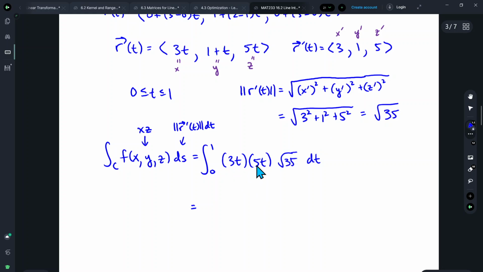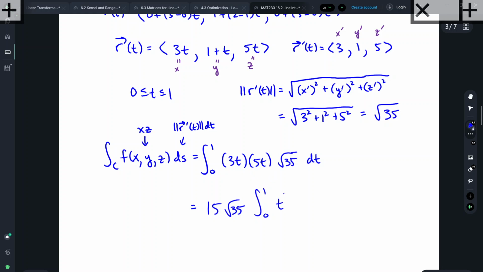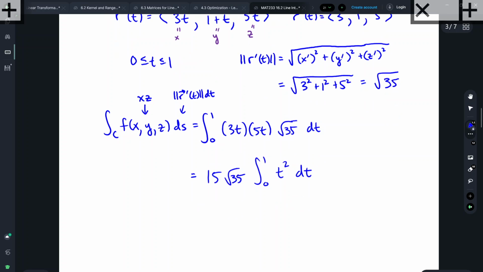And so what do we have? 3 times 5 is 15, so you get 15 square root of 35. That's just a constant multiple, so we can pull it out of the integral. And then we have the integral from 0 to 1. t times t gives me t squared. So the antiderivative of t squared is t cubed over 3, evaluated from 0 to 1.